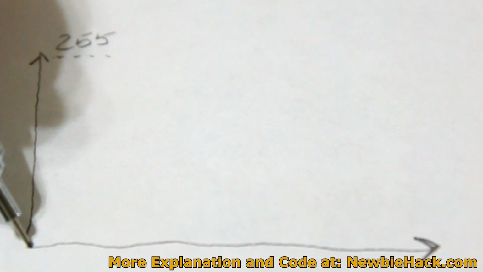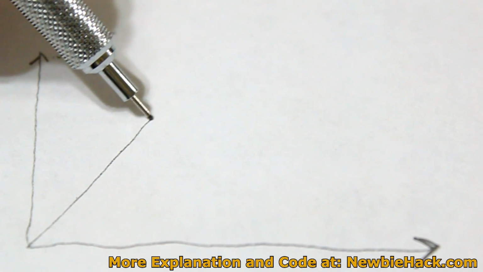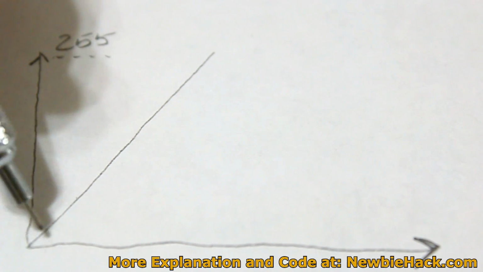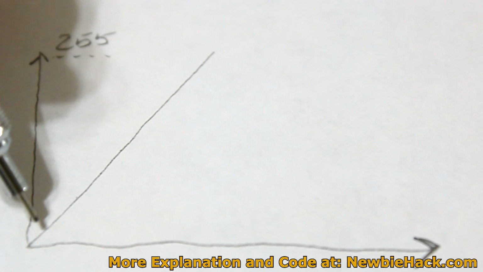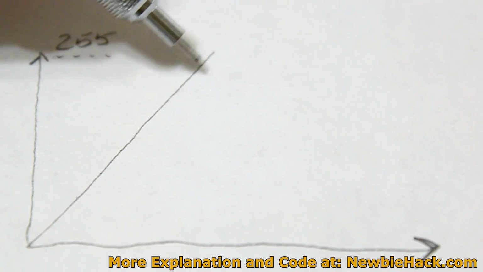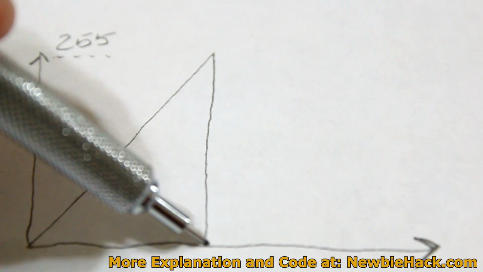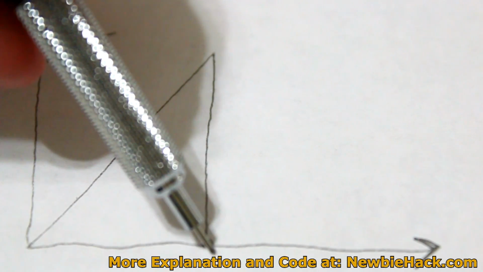So in time, the microcontroller is going to be counting up, and when it gets to 255, there's a little counter in the microcontroller going 1, 2, 3, 4, 5, 6, 7, 8, 9, 10, all the way to 255. It gets to 255, and then it goes back to 0, and it does it all over again.